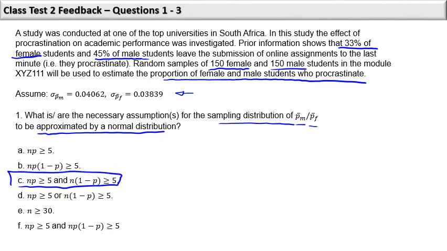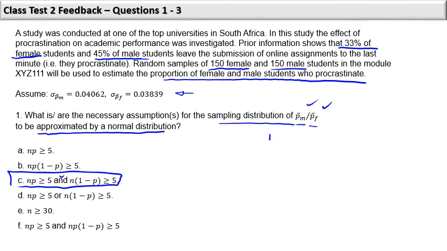Because in C, you will see the number of successes is found by taking the sample size and multiplying it by the probability of success. And the number of failures is just nothing but taking the sample size and multiplying it by the probability of failure. So we can check these conditions for these two variables that we have for the males and for the females. Now, for the male, for the sample proportion of males to be approximately normally distributed, what does that mean?